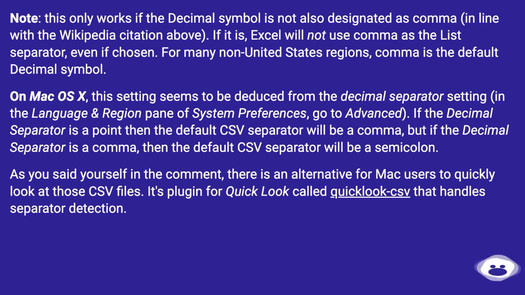In the Language and Region pane of System Preferences, go to Advanced. If the decimal separator is a point, then the default CSV separator will be a comma, but if the decimal separator is a comma, then the default CSV separator will be a semicolon. As you said yourself in the comment, there is an alternative for Mac users to quickly look at those CSV files. It's a plugin for Quick Look called Quick Look CSV that handles separator detection.